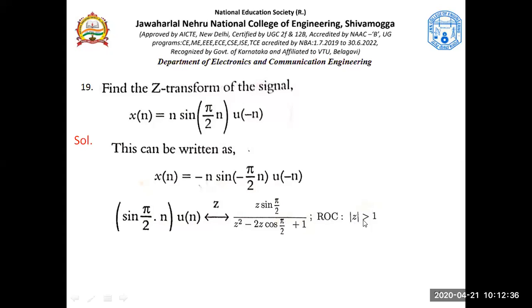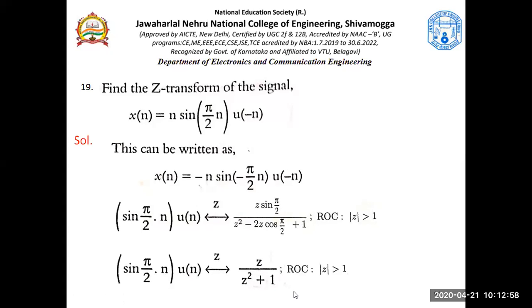Fine. Now what is sine pi by 2 and cos pi by 2? Why did they give pi by 2? Because this equation has to be simplified. So what way can we simplify? Sine pi by 2 is 1 and cos pi by 2 is 0. That's why the right hand side gets reduced to z by z square plus 1. Is that okay with you? The right hand side is reduced to z by z square plus 1. ROC would remain the same.